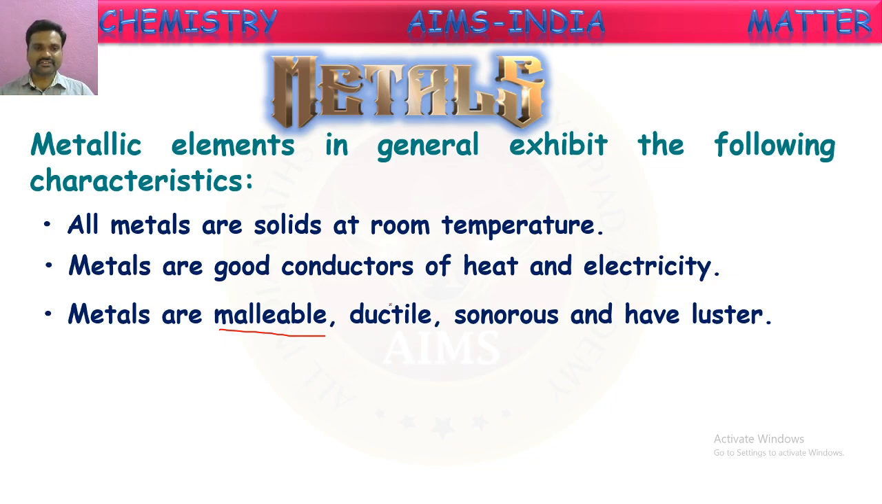Next one, ductile. Ductile is a special property of metals by which they can be drawn into thin wires. If you observe the electrical wires in our homes, they contain brown colored wires which pass electricity. Those wires are made up of copper, we know. So there, copper metal is made into thin wires. That property by which metals are made into thin wires is called ductility or the ductile property. So metals have this ductile property.